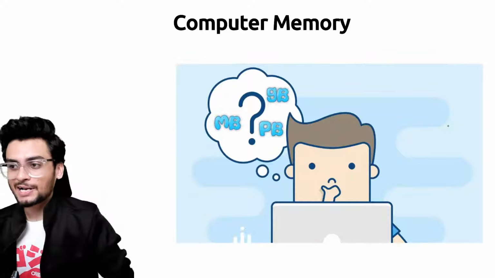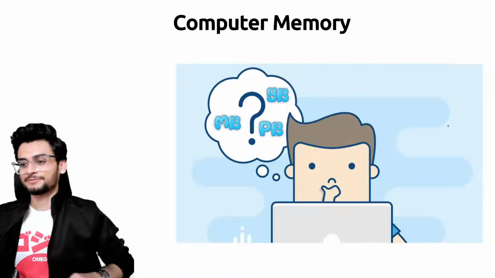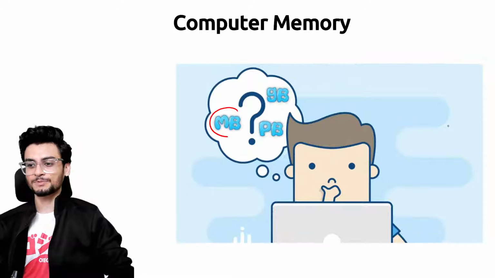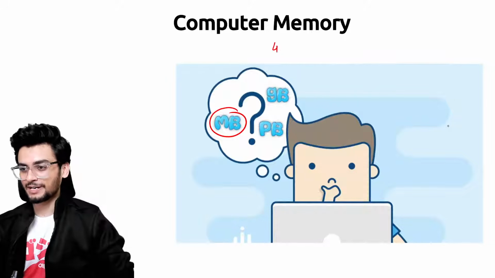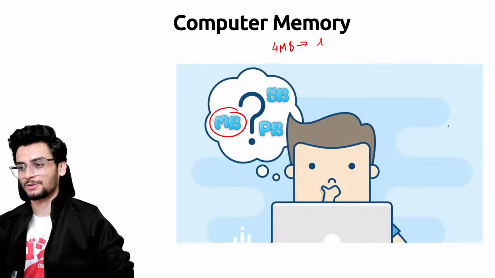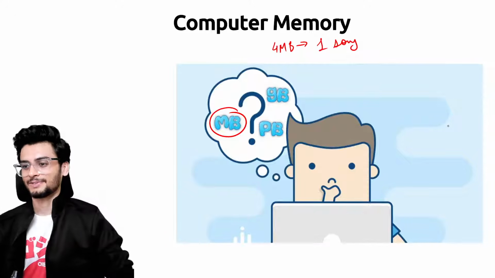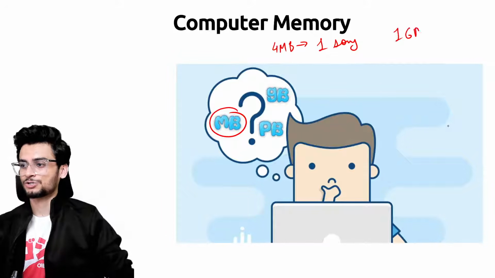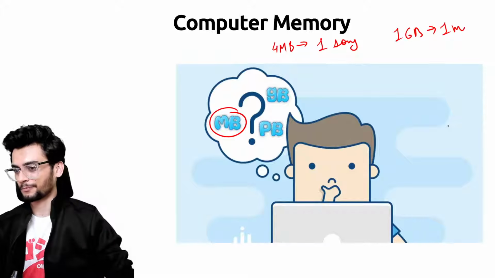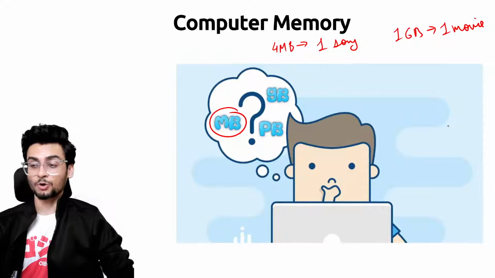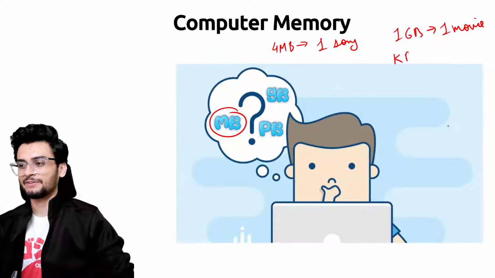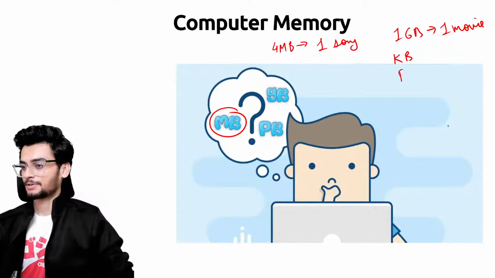Now let's have a look at computer memory. Right, you have heard about the terms MB क्या होता है? 4 MB is almost one song, right? 1 GB is almost equal to one movie. There are also other terms such as KB, which is kilobytes, just bytes. आपके MB we have already covered.